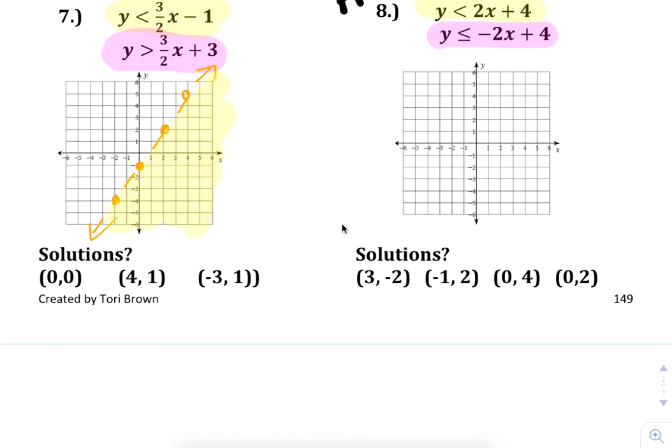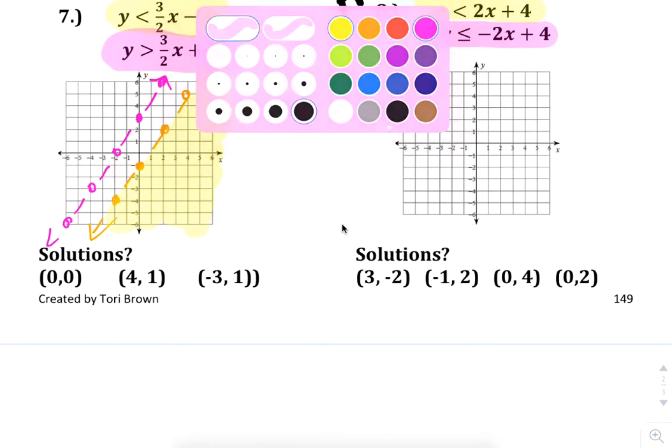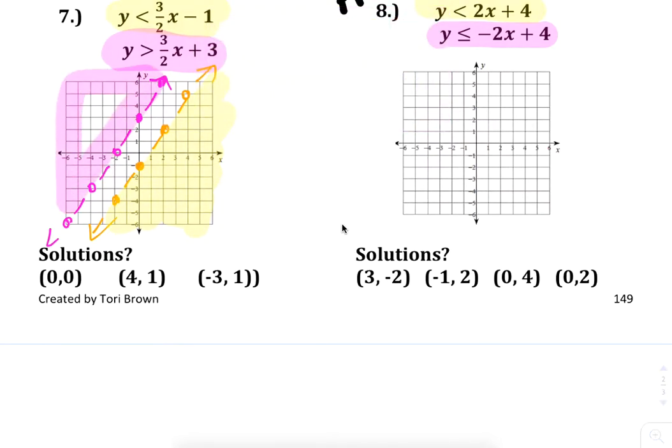Okay. For my pink equation, we're going to begin at +3. You should notice these are the same lines, okay? Same lines as before. We're dashed again, but this time the pink is going to shade greater than. We're going to shade above him.